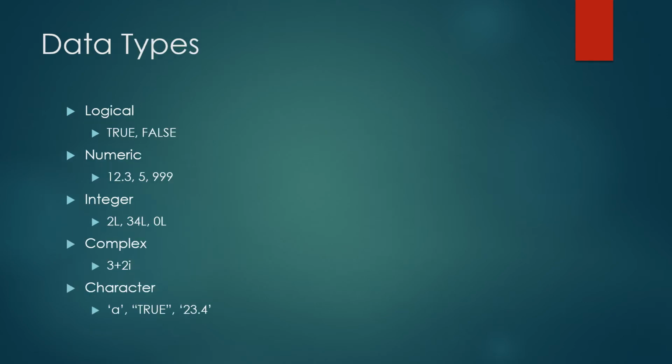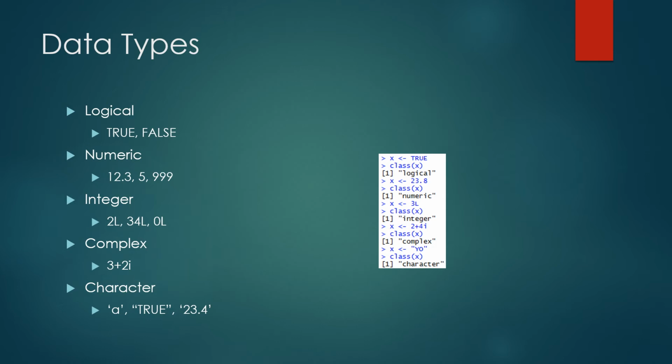The data types in R are logical, numeric, integer, complex, and character. All of these are pretty self-explanatory, except for the integer. The L's basically just guarantee that when the variable is stored, it's definitely an integer and not some other value. A cool function in R is the class function. If you put a variable into it, it'll return what the data type of it is. Here's a demonstration.